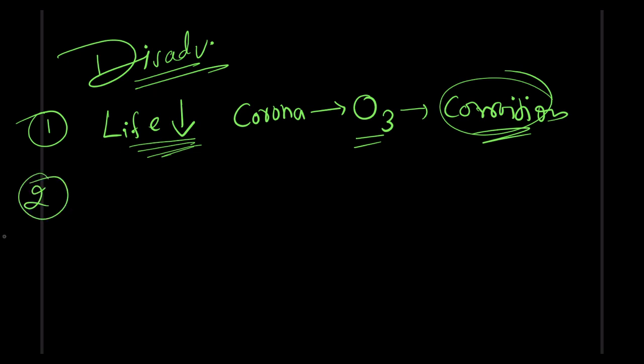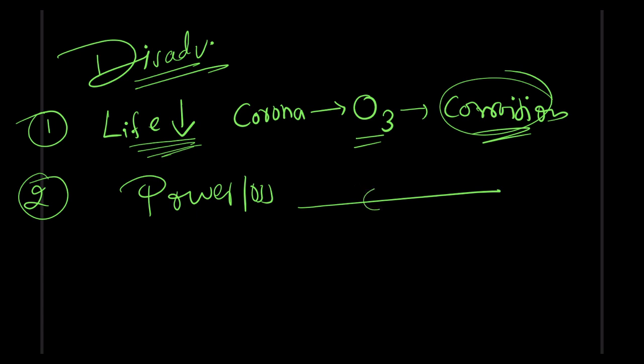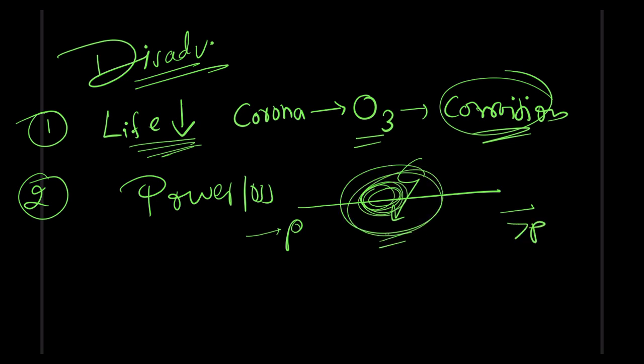The second one is power loss. In a transmission line, if there is corona, some power will be lost. So if the sending end power is P, then the receiving end power will be less than P because some loss will be there.